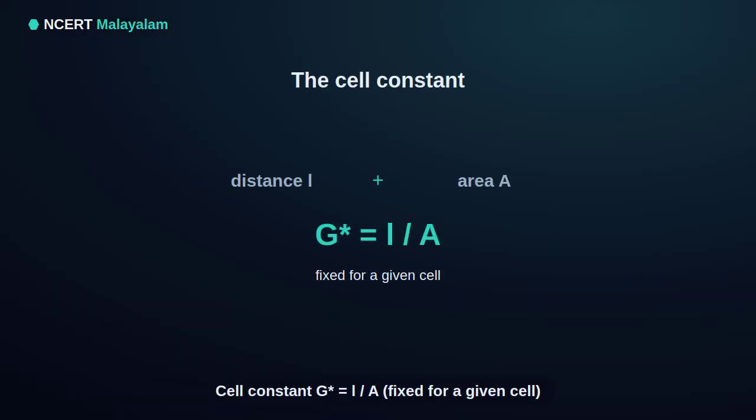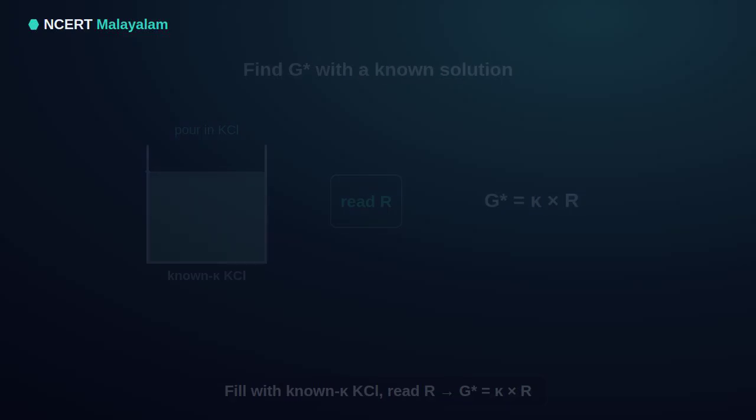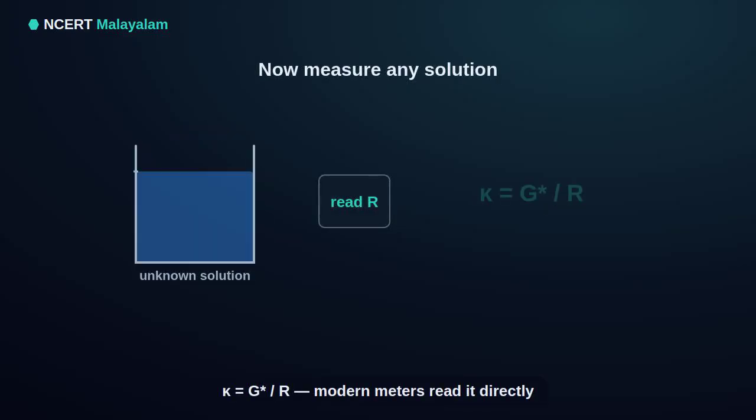For this cell we define the cell constant with symbol G star. The cell constant equals length divided by area, and it is fixed for a given cell. To find it, we fill the cell with a potassium chloride solution whose conductivity kappa is already known, and read the resistance. Then the cell constant equals kappa times resistance. Rearranging, conductivity kappa equals the cell constant divided by resistance. Modern meters read this conductivity directly.